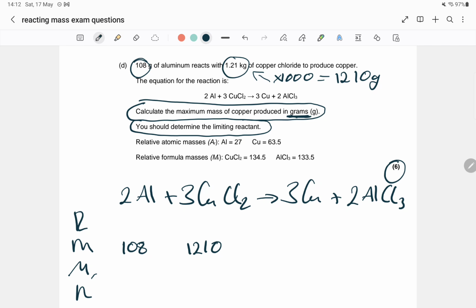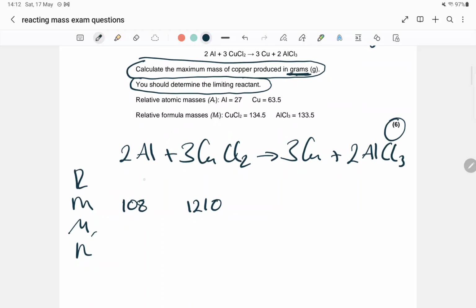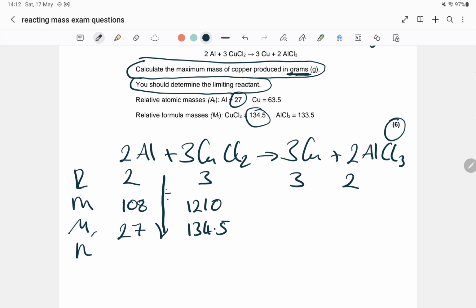I'm going to now just fill in any other information I can from the table. So I'm going to scroll down because the top part of the question is not useful. So it's 2, 3, 3, 2 is the molar ratio. I'm going to work out the relative formula mass, of which they've been nice enough to give them. So I've got 27 and I've got 134.5. As I work down my table, I'm going to divide. So 108 divided by 27 is 4. And 1,210 divided by 134.5 is roughly 9.